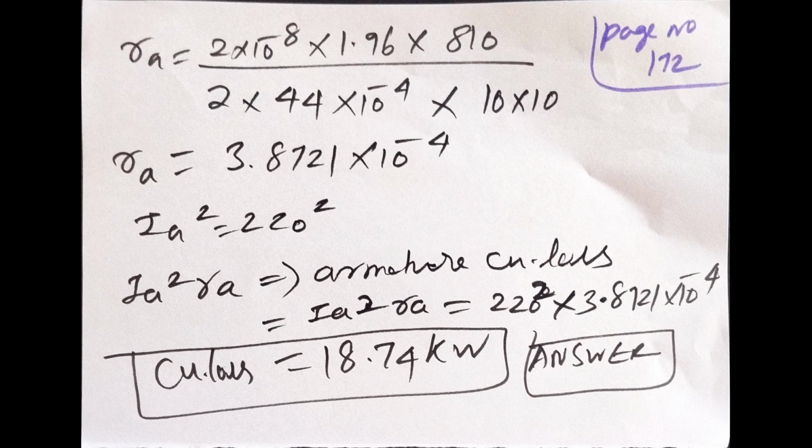Ia squared Ra is the armature copper loss. Putting values, 220 squared into 3.8721 into 10 power minus 4. So armature copper loss we obtain is 18.74 kilowatts.